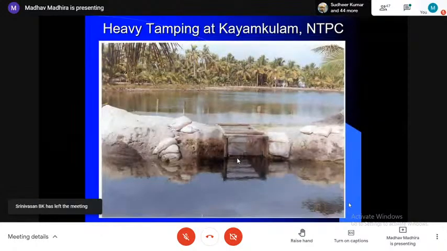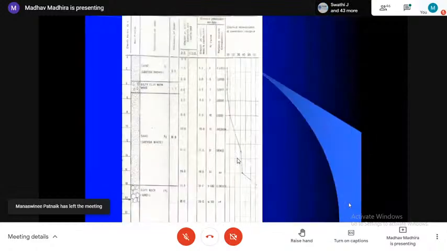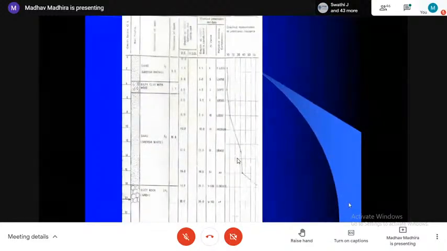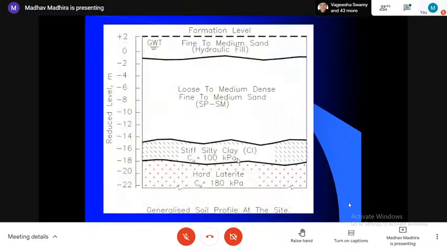A typical example is the NTPC project in Kerala, Kayamkulam. The original site is backwaters, a kind of pond, which was filled with sand as a replacement. But in the one below that, you can see the N values are all less than 20, less than 10. So they had to densify this so that you get a big thermal project at the site. This is how the stratification looks.